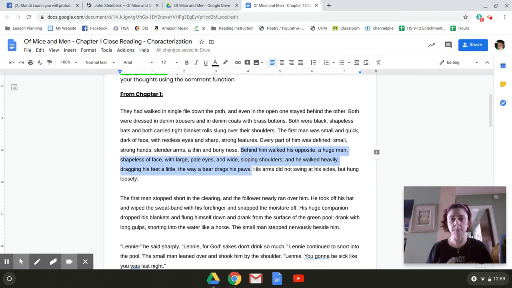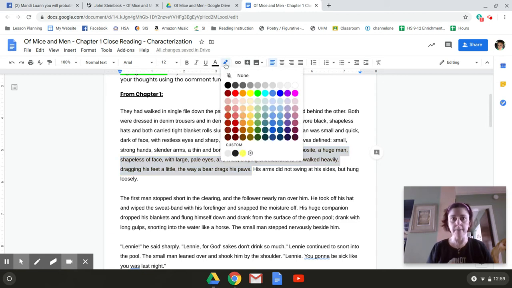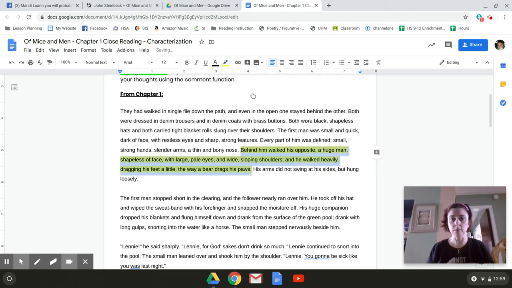Behind him walked his opposite, a huge man, shapeless of face, with large pale eyes and wide sloping shoulders. And he walked heavily, dragging his feet a little the way a bear drags his paws. This is direct characterization. So I'm going to go up here to this little highlight button. I'm going to highlight it in yellow.